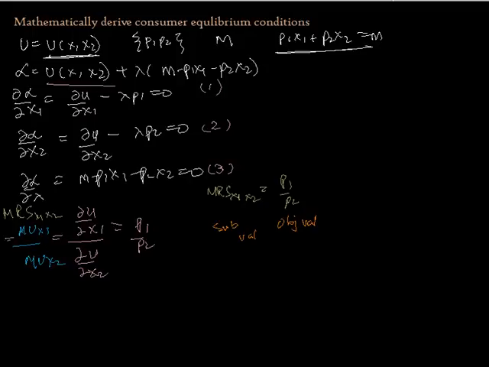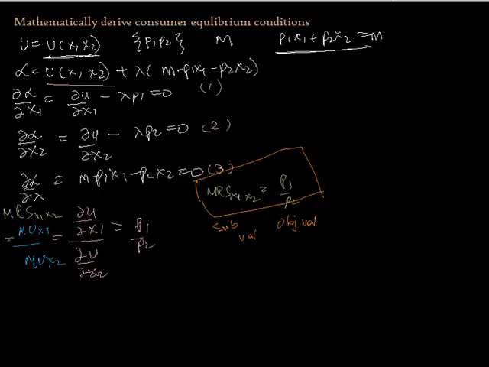Now p1 by p2 is the opportunity cost of x1 in terms of x2. MRS x1 x2 is the subjective valuation, in the sense that somewhere in your psyche you have understood that you will substitute x1 for x2 in this ratio. That is your valuation, which is in your control, not p1 by p2. So equilibrium is defined at the point where MRS x1 x2 is equal to p1 by p2.